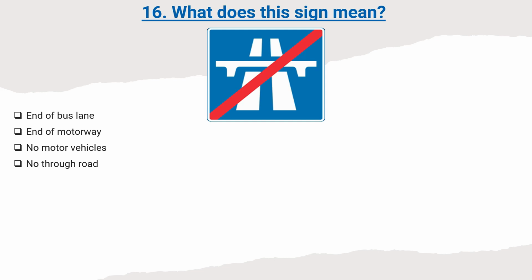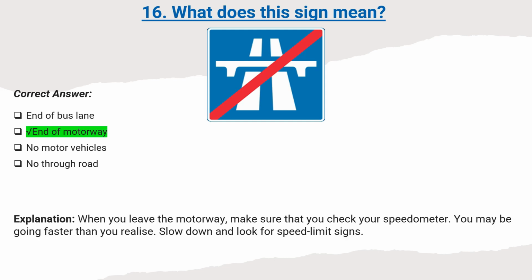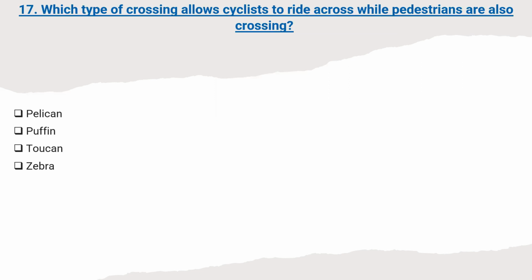16. What does this sign mean? End of bus lane. End of motorway. No motor vehicles. No through road. Correct answer, end of motorway. Explanation: when you leave the motorway, make sure that you check your speedometer. You may be going faster than you realize. Slow down and look for speed limit signs.